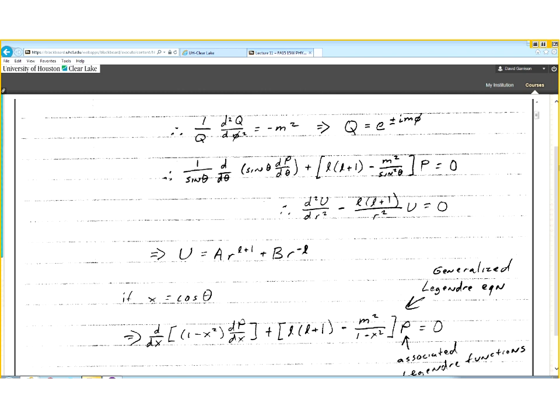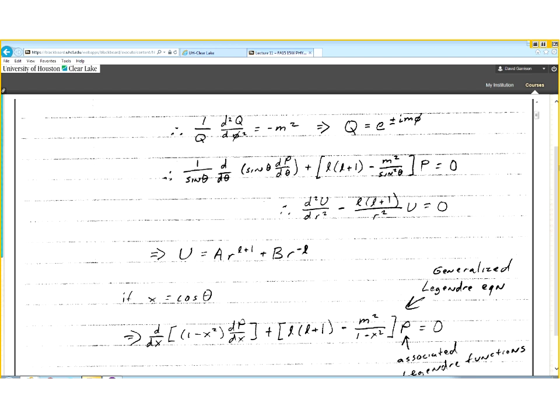And we also, at the same time, assumed that the theta terms, since they were isolated, only depended on a constant. So we threw in another constant, L times L plus 1. And what we got is that we reduced the entire theta term to just depend on constants, and we had a different equation for the R terms, which only depended on the constant.